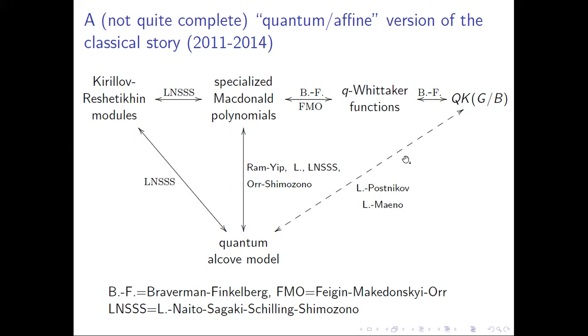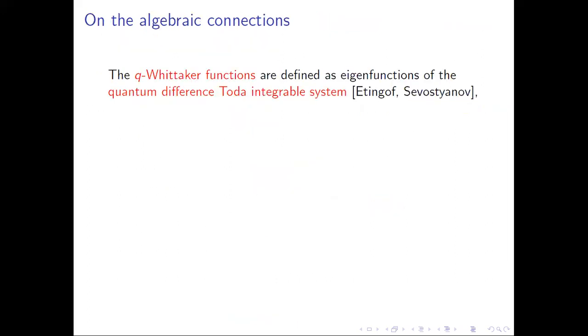But there is another reason why this arrow is dotted, because this connection coming from above and coming from below does not quite match up. And let me explain this a little bit. So first of all, just very briefly, the q-Whittaker functions are defined, by Etingof and Sevastyanov separately, as eigenfunctions of the so-called quantum difference Toda integrable system.